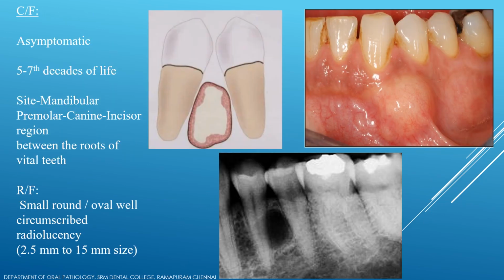Now let's see the clinical features. Usually the lateral periodontal cyst is asymptomatic and it is usually detected in the 5th to 7th decade. The most common site of occurrence is the mandibular region between the premolar, canine and incisor region, and that too between the roots of vital teeth. Radiologically, it will show a small round to oval well circumscribed radiolucency which measures around 2.5 mm to 15 mm in size.